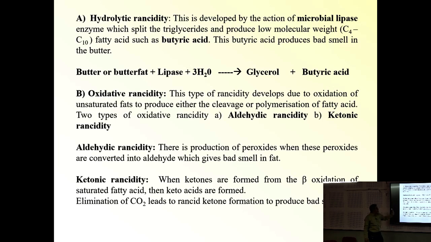Another is oxidative rancidity. This oxidative rancidity is developed due to the oxidation of unsaturated fatty acids, producing either cleavage or polymerization of fatty acids. There are two types, aldehydic rancidity, CHO, and ketonic rancidity, C double bond O. In aldehydic rancidity, there is production of peroxide, H2O2. When the peroxides are converted into aldehydes, they give a bad smell in the fat.